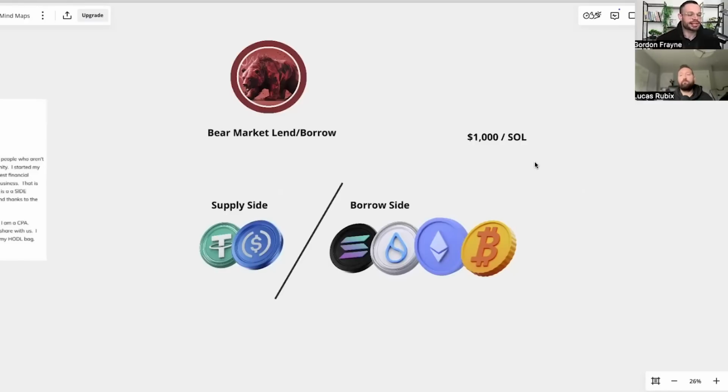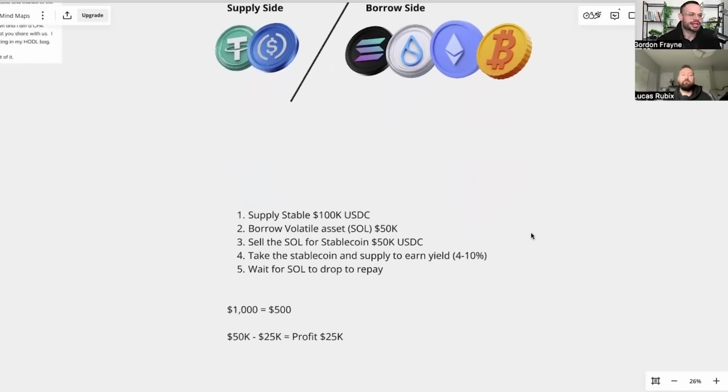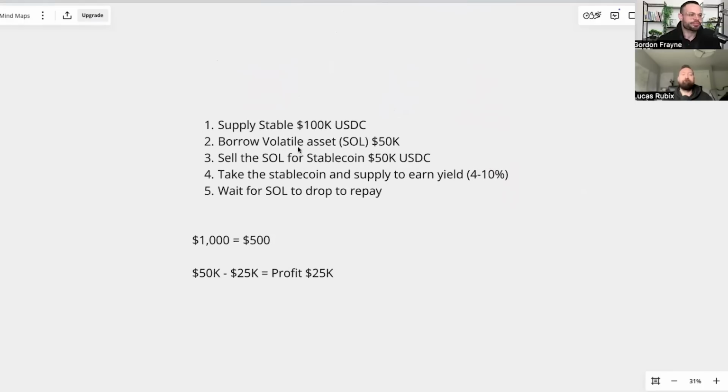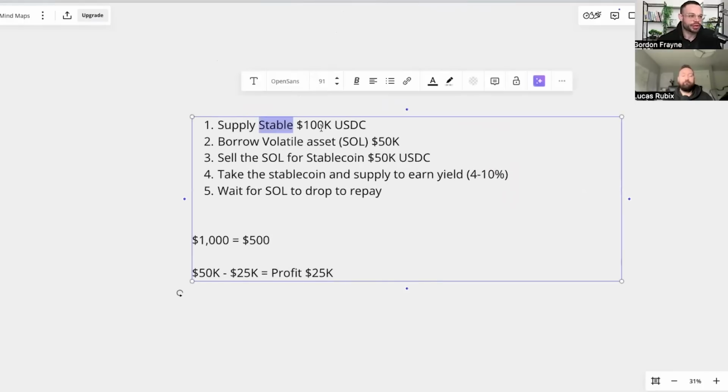If we feel Solana is about to roll over and go down in price, this is how we would essentially go through that strategy. We would supply stablecoin. For example, if we supply $100,000 worth of USDC, we can then borrow the volatile asset, in this case Solana, against it. We could borrow 50K worth of Solana against our USDC. The key trigger here is that we must sell that Solana for stablecoin as soon as we borrow it in order to lock in our cost basis of 50K.